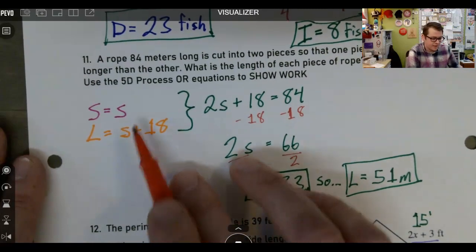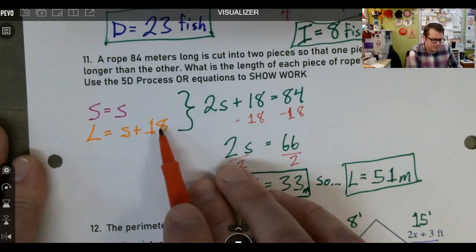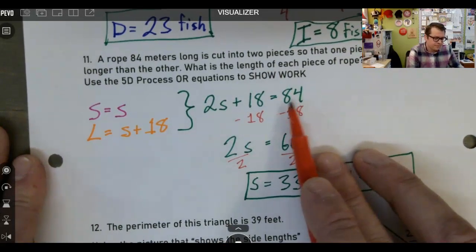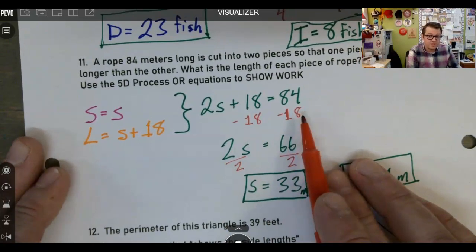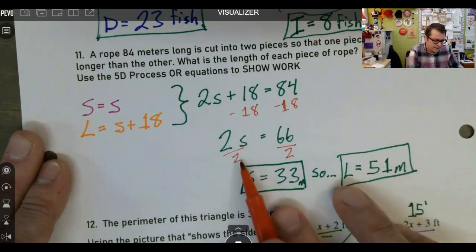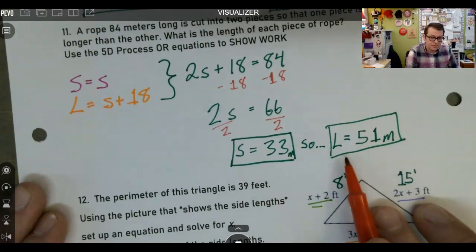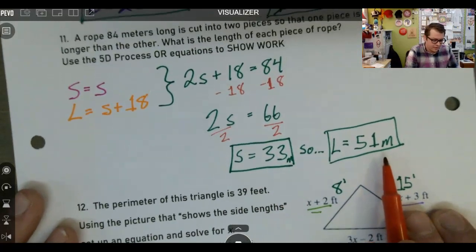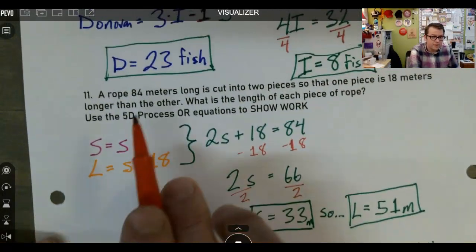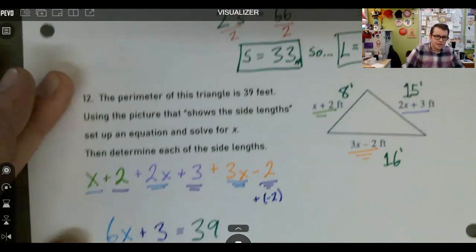Don't use both, right? So if I make my small side equal to s, my larger side equal to s plus 18, I can put them together. I can use the algebra of do the same thing on both sides to get rid of that plus 18. I can get rid of that 2 by dividing. Figure out that the small would be 33 meters. So the longer one would be 51. If we add those up, does it get 84? You betcha. And our final problem here that we can definitely use algebra to solve.